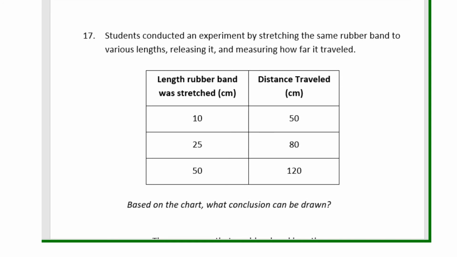Number 17. Students conducted an experiment by stretching the same rubber band to various lengths, releasing it, and measuring how far it traveled. In the chart, the length the rubber band was stretched was 10 centimeters, 25 centimeters, and 50 centimeters. The distance it traveled was 50 centimeters, 80 centimeters, and 120 centimeters. Based on the chart, what conclusion can be drawn?